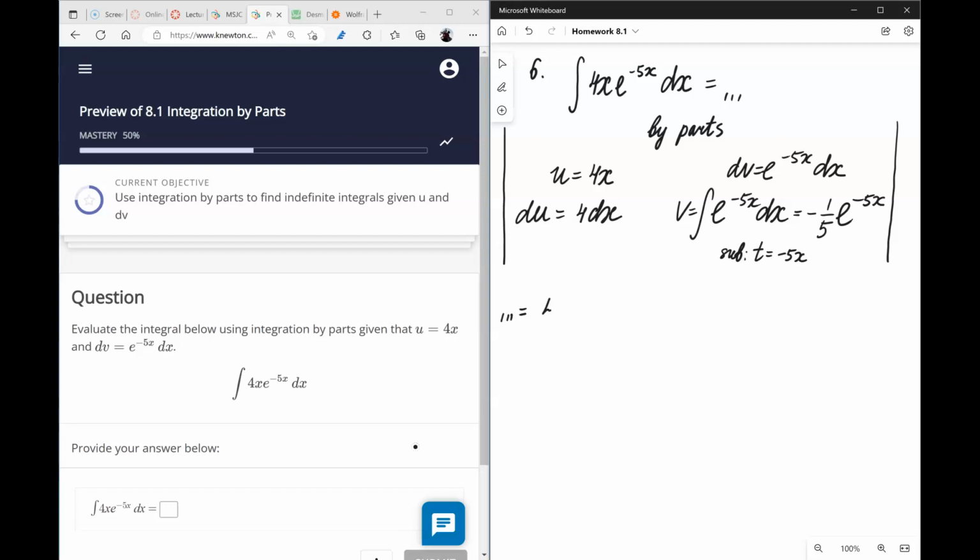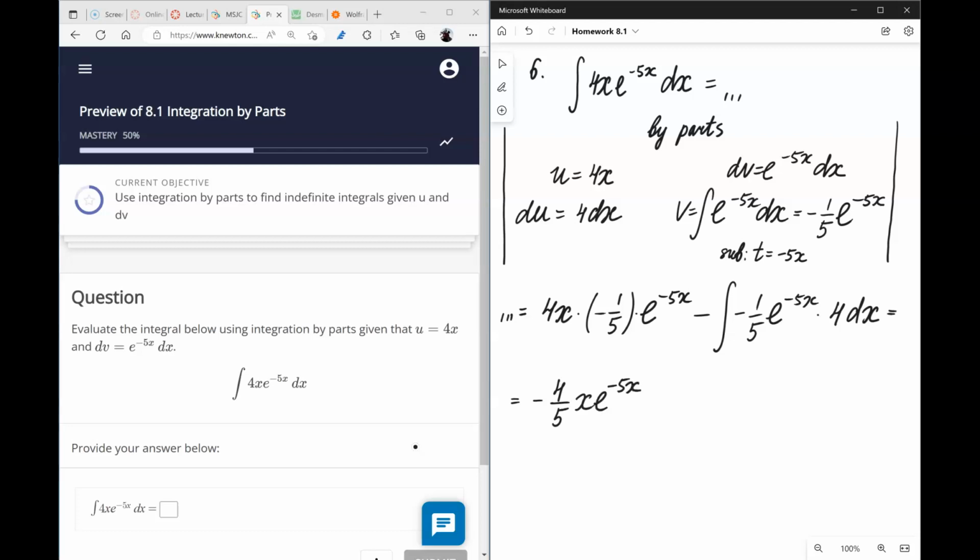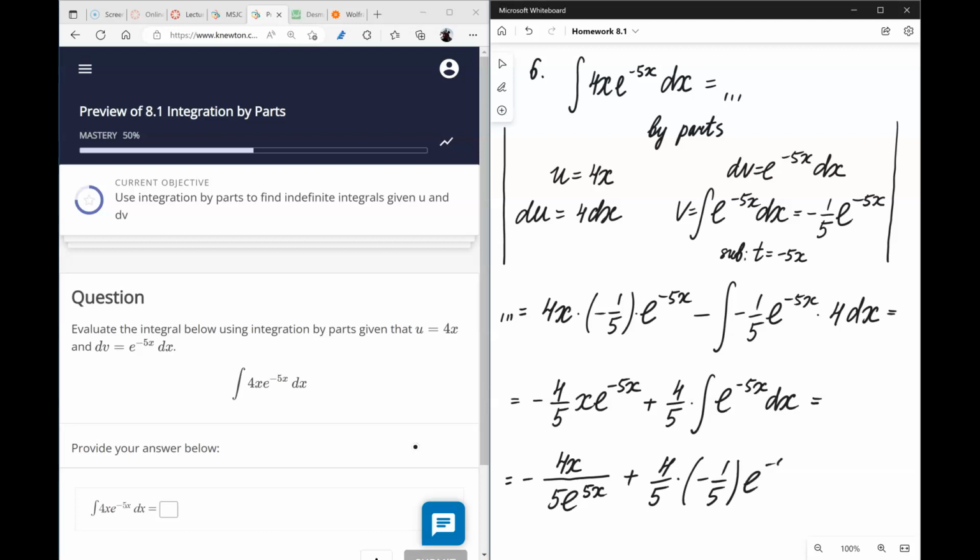So I write uv: 4x times negative 1/5 e to the negative 5x minus integral of v, which is negative 1/5 e to the negative 5x, du, which is 4 dx. Again, basic maintenance. We have negative 4/5 x e to the negative 5x plus 4/5 integral e to the negative 5x dx. But if you're paying attention, you notice that it's exactly the same integral as the one above. So the answer will be, again, negative 1/5 e to the negative 5x plus c. So that's my final answer.